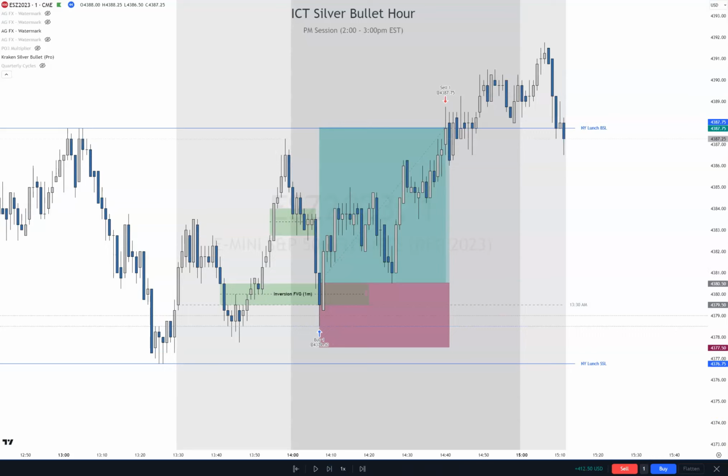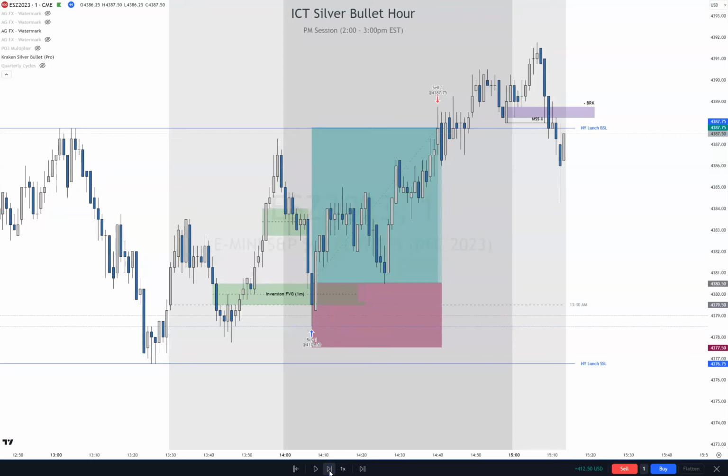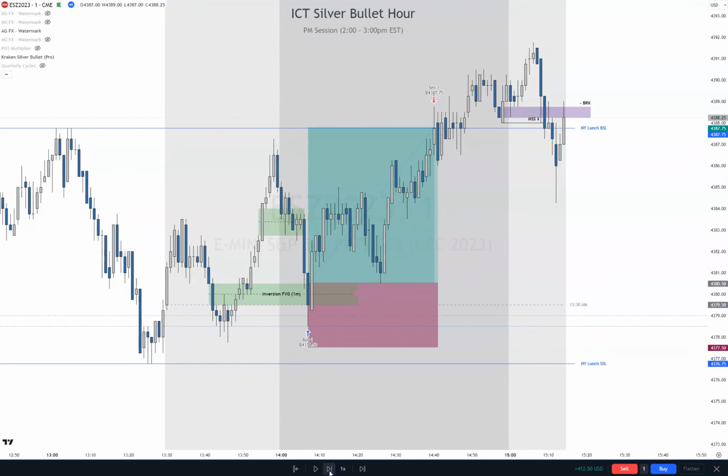All right, so at this point, I see a market structure shift right there. I see a breaker block right there. We missed this entry right here. Maybe I'll leave without us. Comes back into that breaker. Yeah, all right, I'll take a sell there.